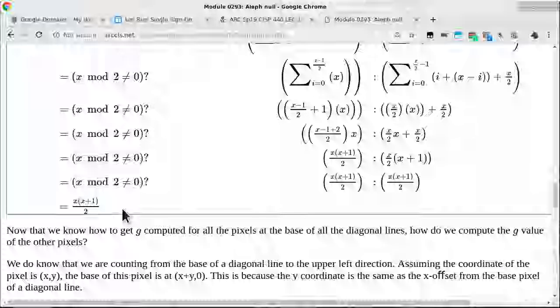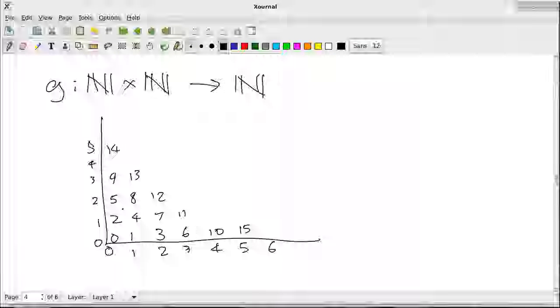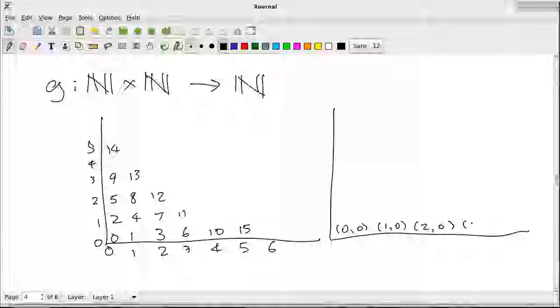Okay, so now let's take a look at this picture here. Instead of looking at the values of each pixel, this time we look at the coordinate of each pixel. So we got 0, 0, we got 1, 0, 2, 0, 3, 0, 4, 0, and so on. On the other side, we have 0, 1, 0, 2, 0, 3, 0, 4, and so on.